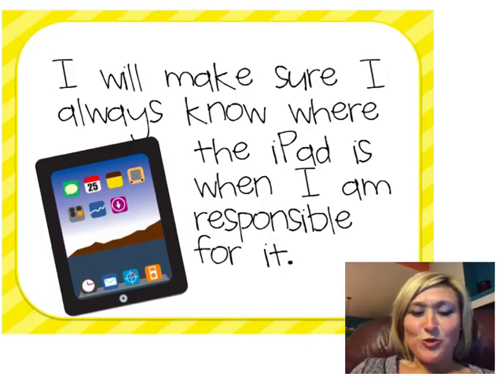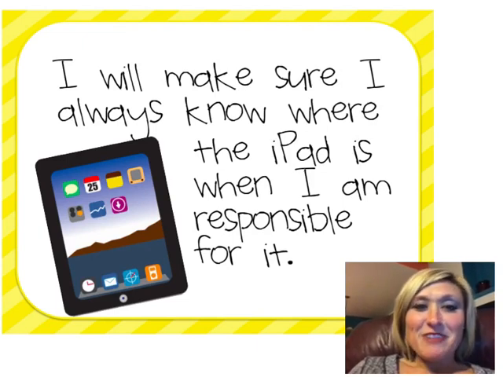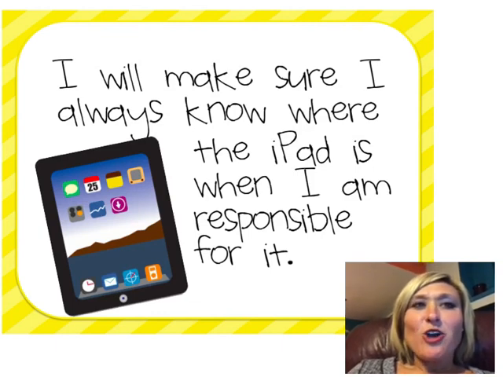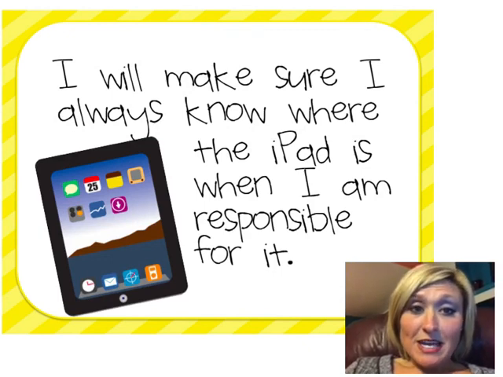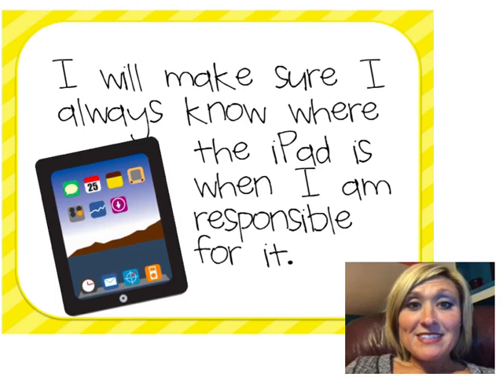This next rule may also seem a little funny to some of you, but honestly, it's a very important rule to follow. I will make sure I always know where the iPad is when I am responsible for it. Now, not all of you get to take your iPads home. Some of you only use your iPads in class. But did you know sometimes elementary students lay their iPads down and forget where they put them? It's very important that you know where your iPad is all the time.